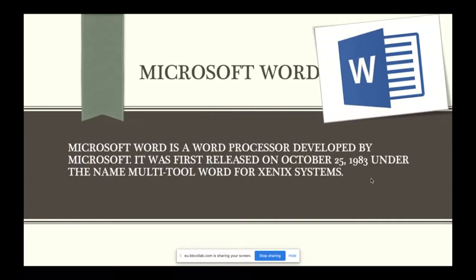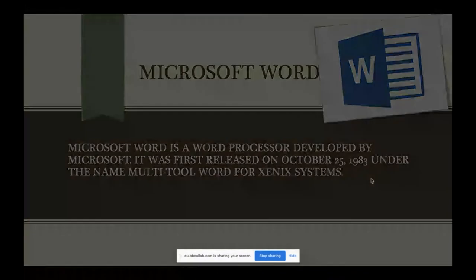Microsoft Word, as I told you in detail, what does it mean? Microsoft Word is the word processor developed by Microsoft. It was first released on October 25, 1983 under the name Multi-Tool Word for Xenix system. So that was the initial system. Later on, they made a lot of changes in their word processing programs.